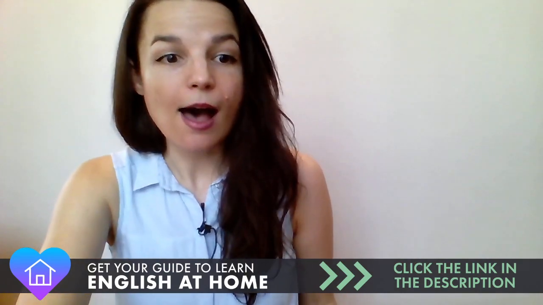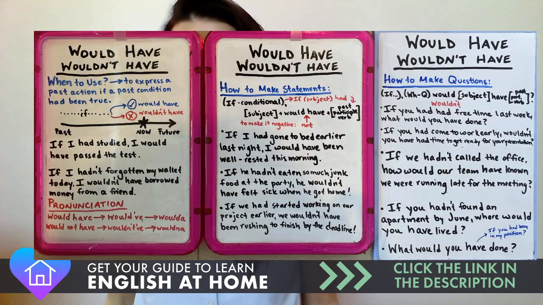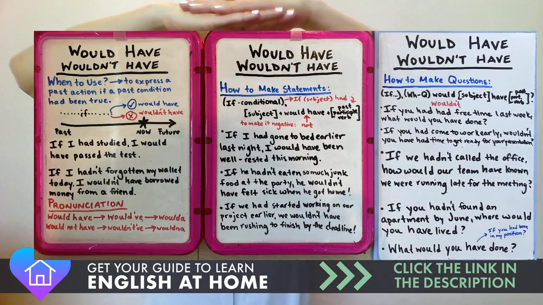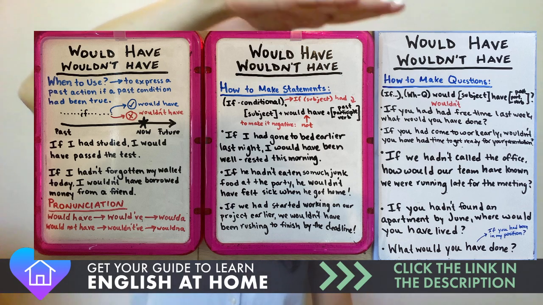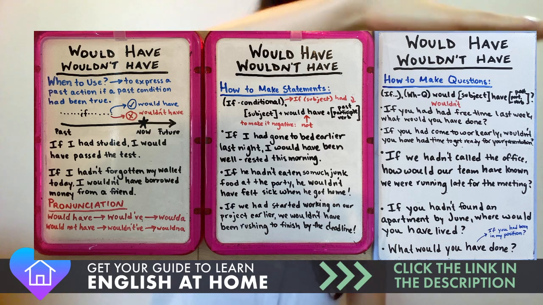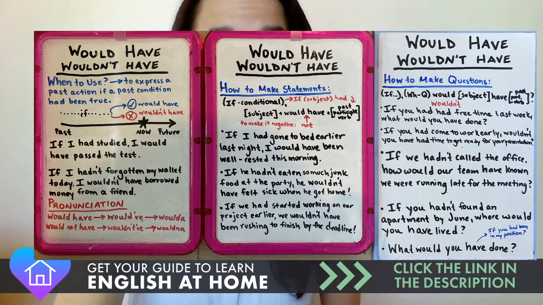Okay. I'll show you one more time so you can take a picture for those of you who were commenting. This is today's lesson board. I talked about when we use would have and wouldn't have, and then how to make statements. And then last today we're going to talk about how to make questions.